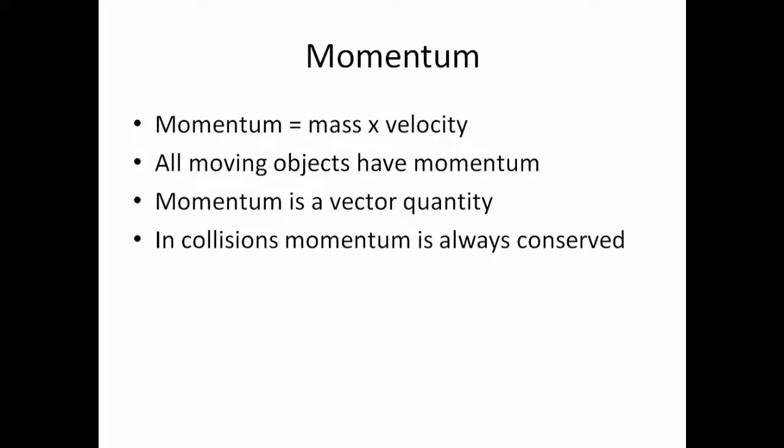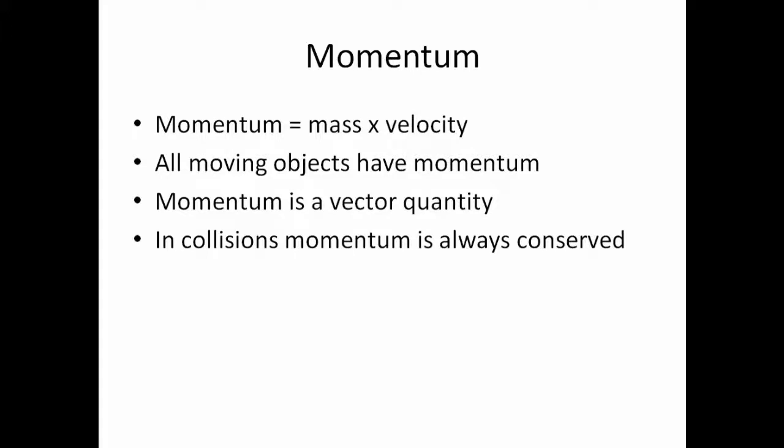Onwards. So next we're going to look at momentum. Momentum is mass times velocity. All moving objects have momentum. Like an electron has momentum, a reasonably small amount, even if it's travelling near the speed of light. Momentum is, of course, a vector quantity, because velocity is a vector quantity. And in collisions, momentum is always conserved.